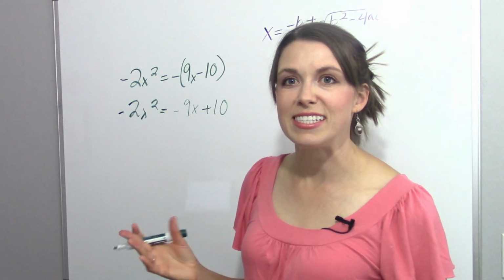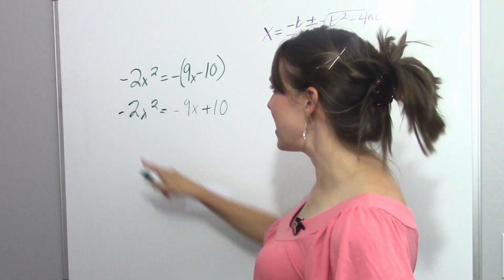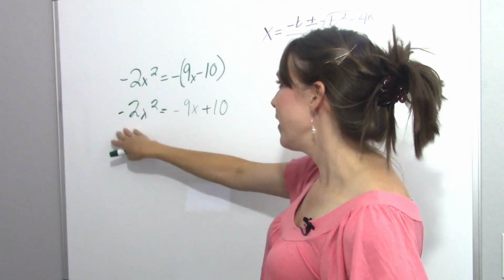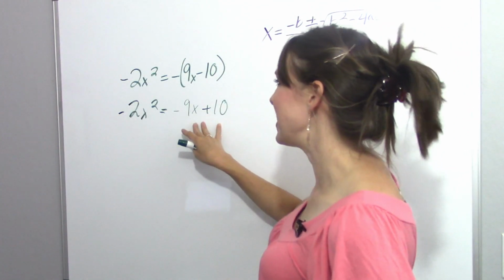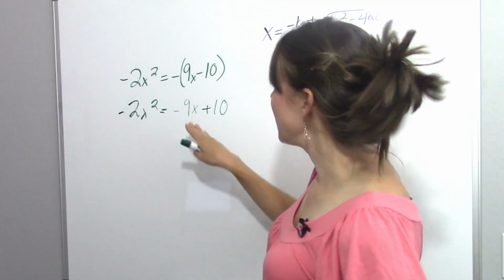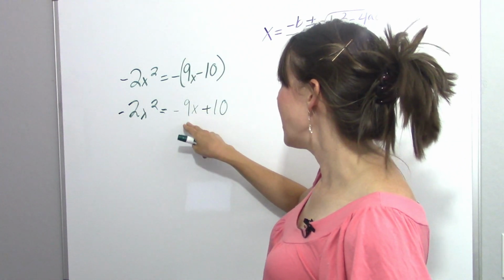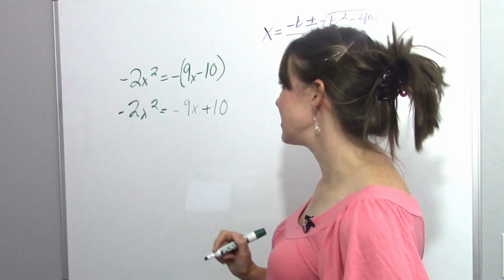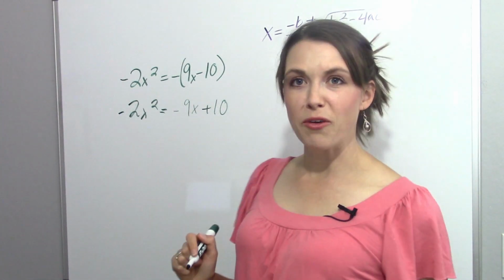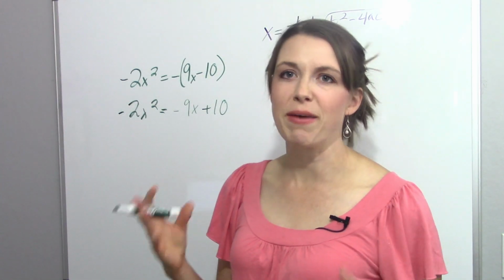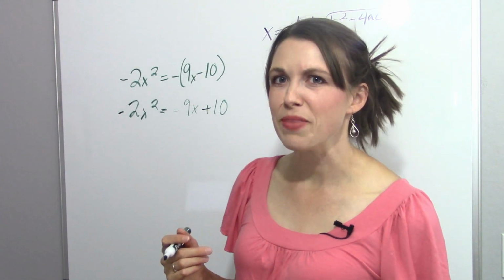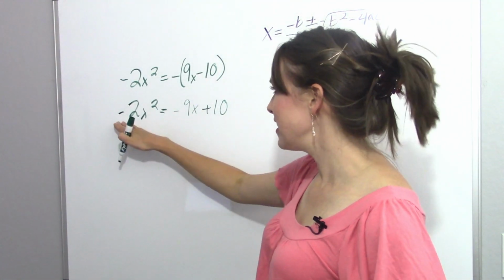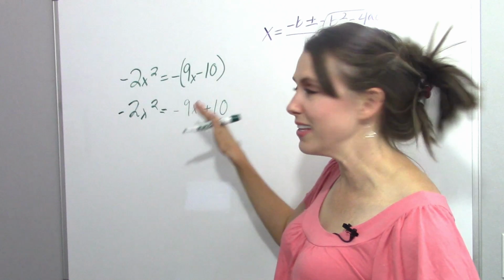So now I can do this one of two ways. I can take the negative 2x squared and put it on this side here, or I can take the negative 9x and the 10 and put it over onto that side. What I'm going to do is, I like to limit my negatives a little bit if I can. So I'm going to just take this negative 2x squared and put it on the other side.